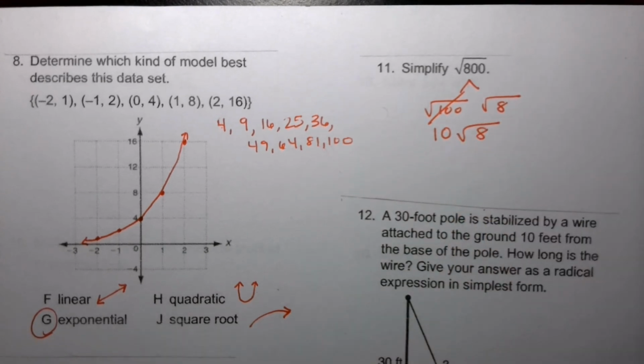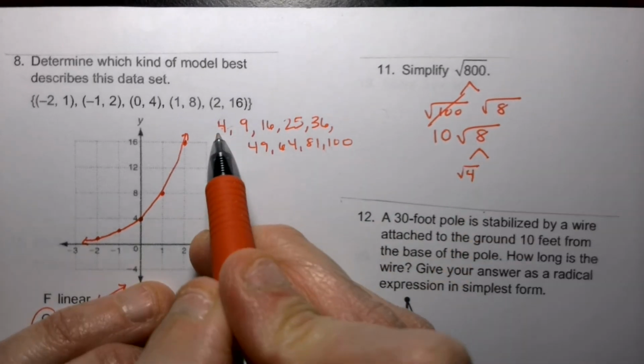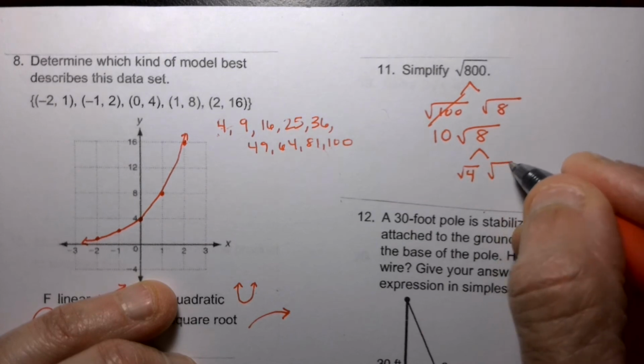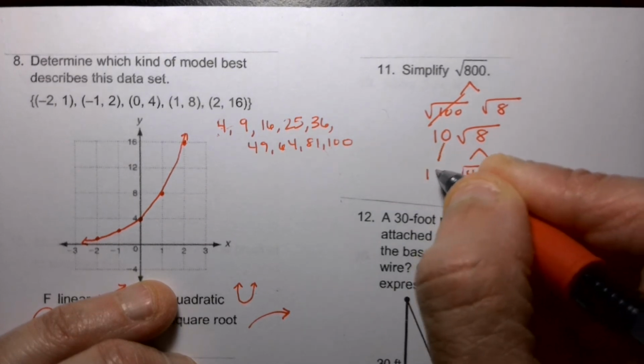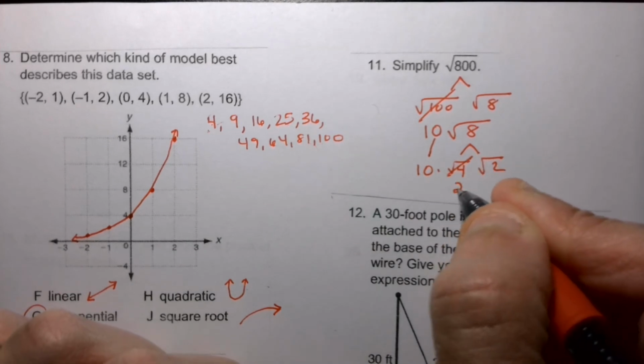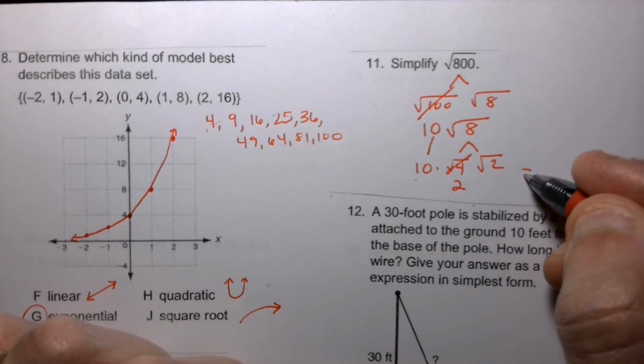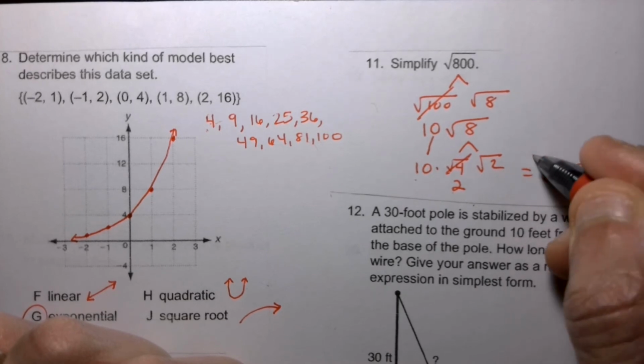So you get that, and you say, okay, am I done? No, we're not done, because that can be broken up into 4. And whenever we can find one of those perfect squares, we're not done yet. So square root of 4 is 2. And now I multiply them. 10 times 2 is 20, root 2.